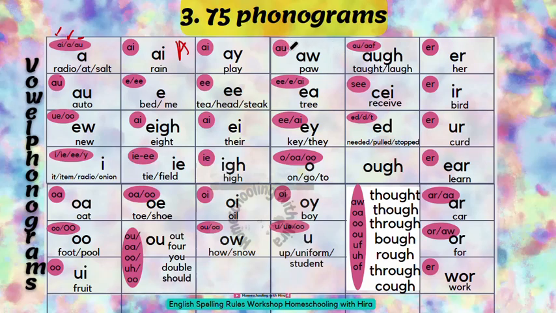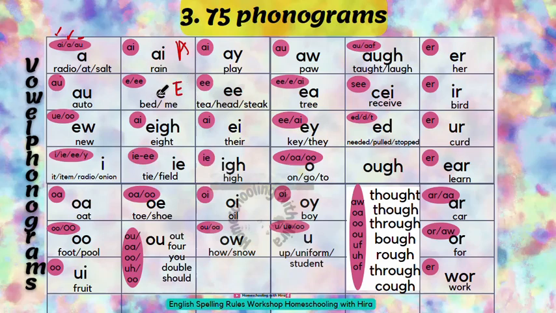AW saying the O sound as in paw. AUGH saying the O sound as in thought. AUGH also says the short A sound as in laugh. Then we have AU saying the O sound as in auto. Right? These were the combinations of letter A with other letters and the sounds that they make. Next vowel is letter E.